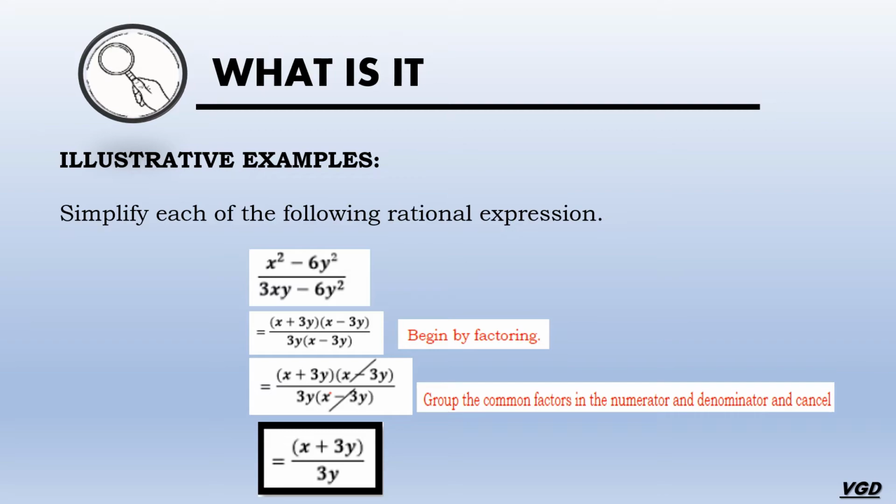So the simplified form for x squared minus 6y squared over 3xy minus 6y squared is equal to (x plus 3y) over 3y. And take note, you cannot cancel out the 3y in the numerator and the denominator, because the numerator is a binomial and the denominator is a monomial.